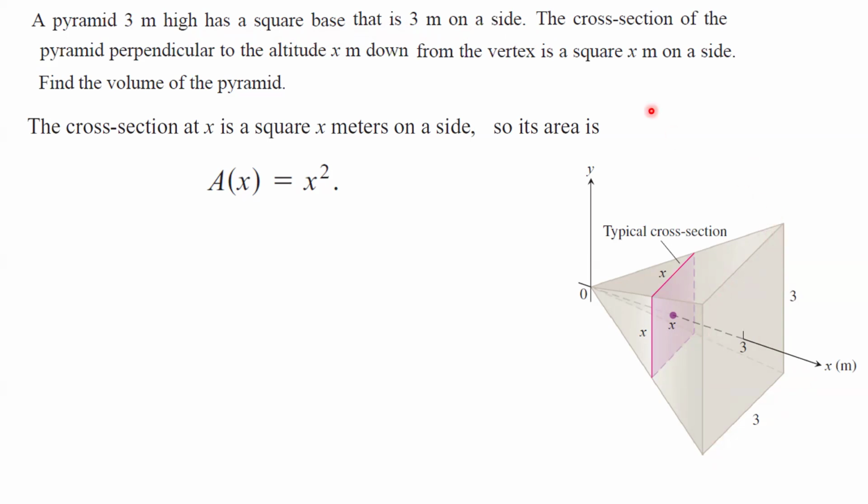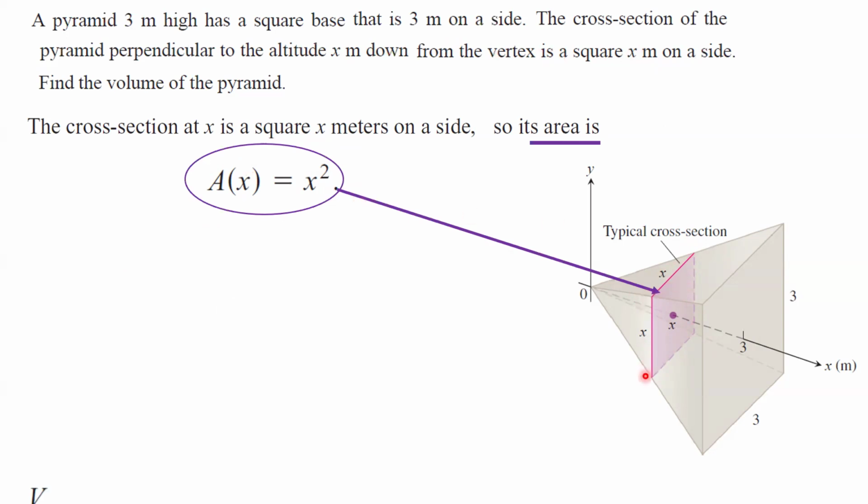Now, the cross-section of the pyramid perpendicular to the altitude x meters down from the vertex is a square x meters on a side. Okay, perfect. So as you can see, a typical cross-section is a square. So this area is nothing but x squared. But how do we calculate the volume of this pyramid? To calculate the area of this pyramid, we basically multiplied x by x.